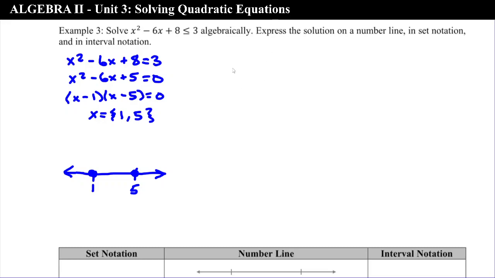Okay, so now let's test out values. We'll start off with 0 because that's less than 1. So we got 0 squared minus 6 times 0 plus 8 is less than or equal to 3. And when you do that math, you end up with 8 is less than or equal to 3. That is not true, so we're going to put an X on that. And that X is also going to go over here on the number line.